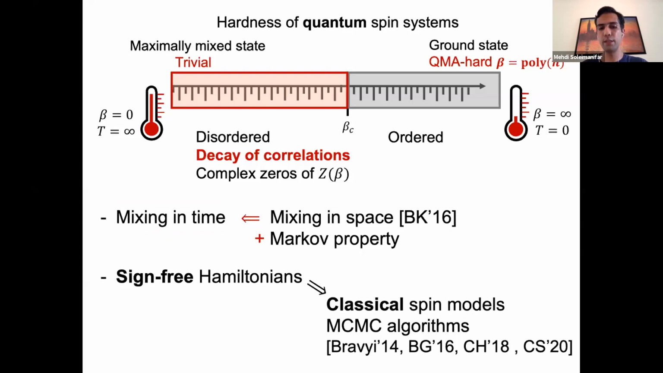But we also know that there is a family of quantum Hamiltonians called sign-free or stochastic Hamiltonians, whose partition function can be directly mapped to a classical partition function. And then you can apply existing Monte Carlo methods to evaluate the classical partition function and hence get an approximation for the quantum version. This is done by Bravyi, Gosset, Crosson, Harrow, and others.